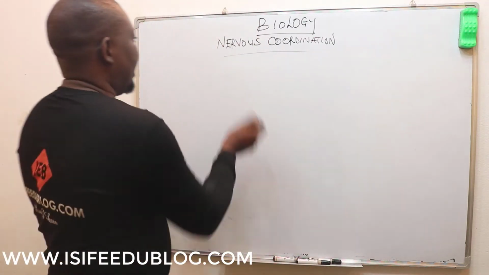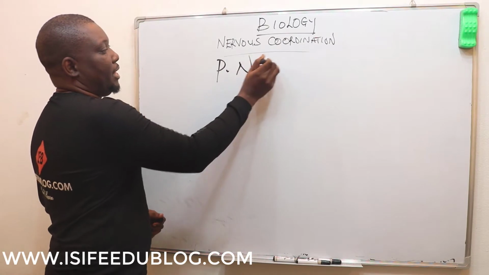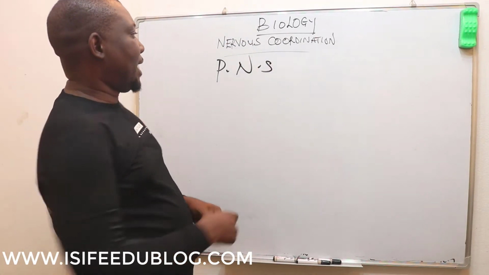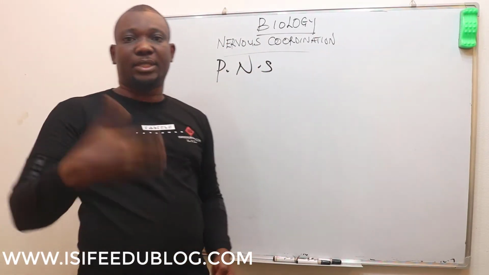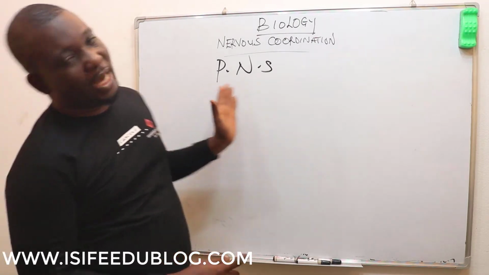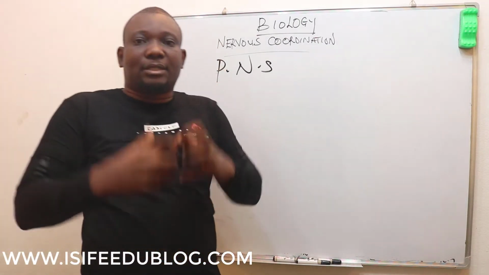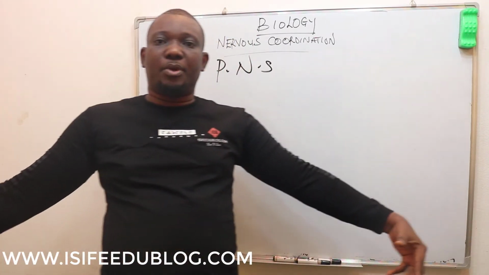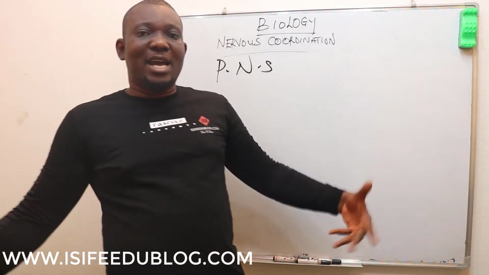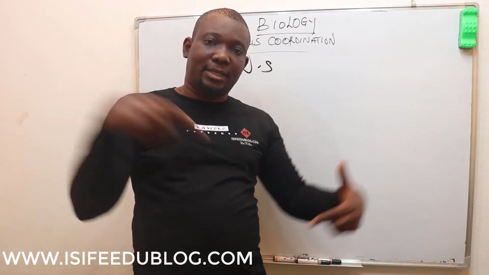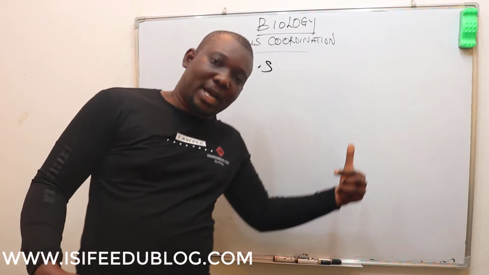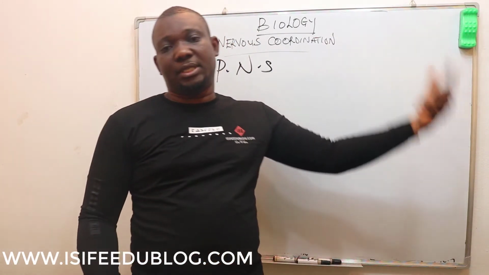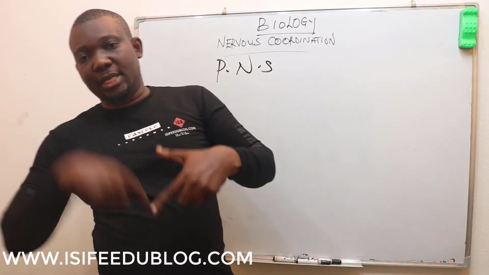So we're going to be looking at the PNS. PNS means the peripheral nervous system. It is anything that is not at the central axis of the body, but is found in all parts of the body, and one way or the other is connected to the CNS. They can be going from the PNS to the CNS or leaving the CNS to the PNS.